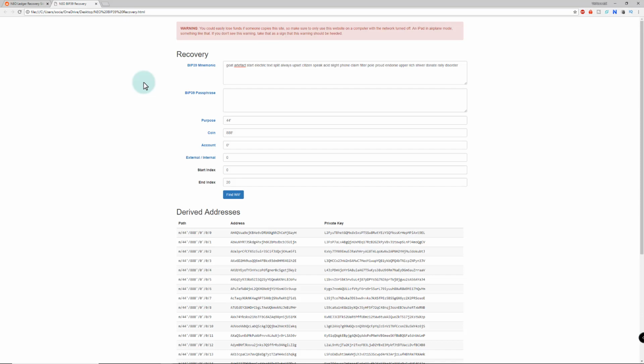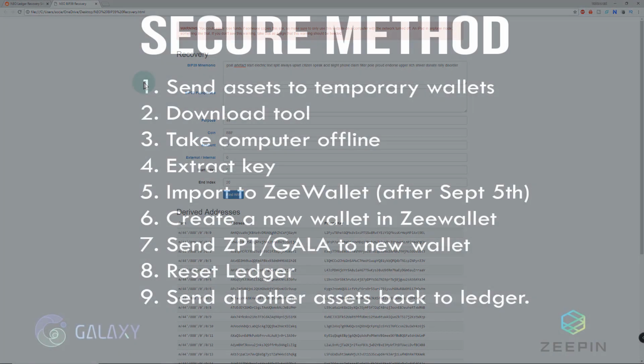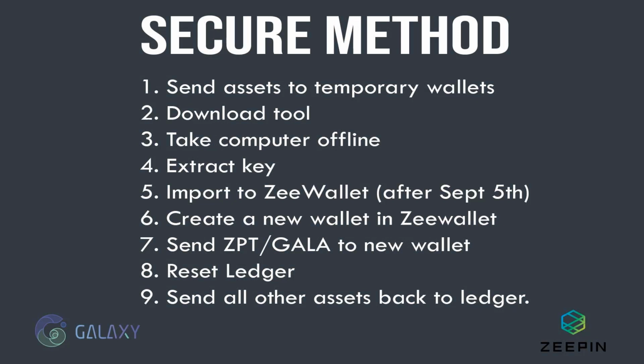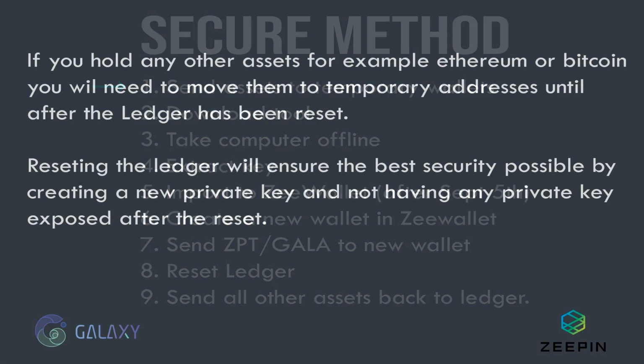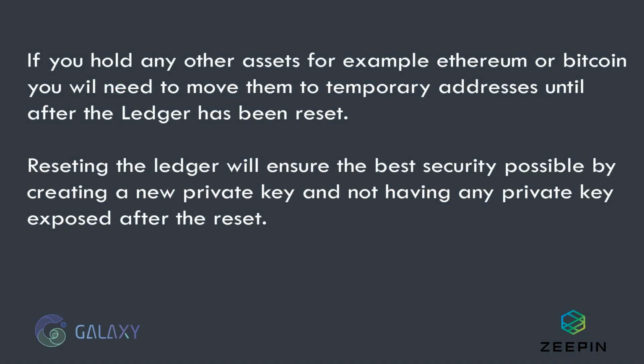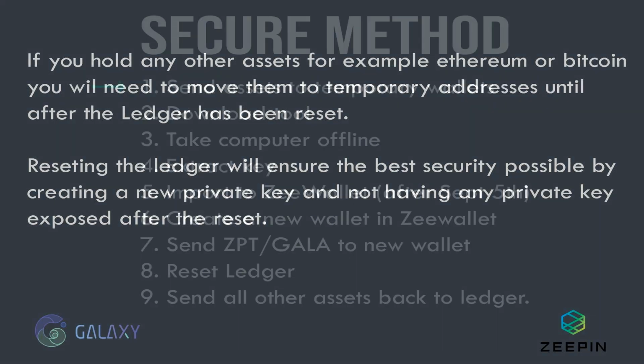And now let's have a look at the more secure method. The main difference between the simple method and the secure method is the fact that we will be resetting our ledger. What this does is create all new unique private keys that have never been exposed to anything. So the first step is to send any assets that we have on our ledger to temporary wallets. For example, if you hold any Bitcoin or Ethereum or Ethereum tokens or anything else apart from ZBT or GALA, you will need to send these to temporary wallets.